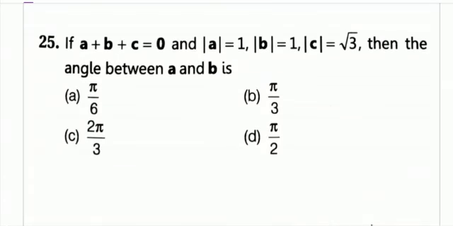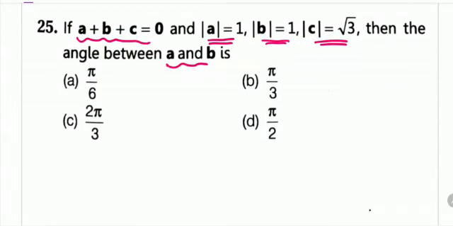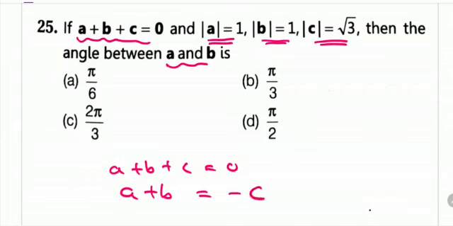Fine. Next question. We have our next question coming from vector. If A plus B plus C is 0 and magnitude of A is 1, magnitude of B is 1, magnitude of C is root 3, then we want to find the value of the angle between A and B. So what I'll do is A plus B plus C equal to 0. A plus B on one side, minus C on the other side.